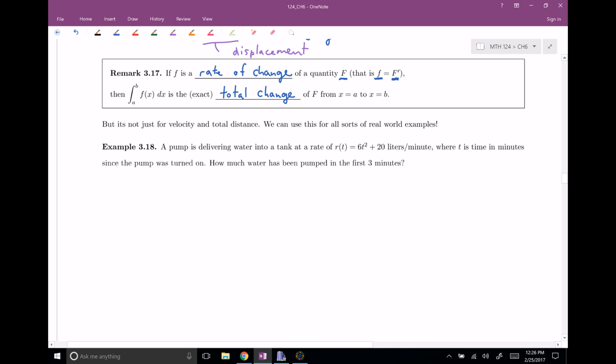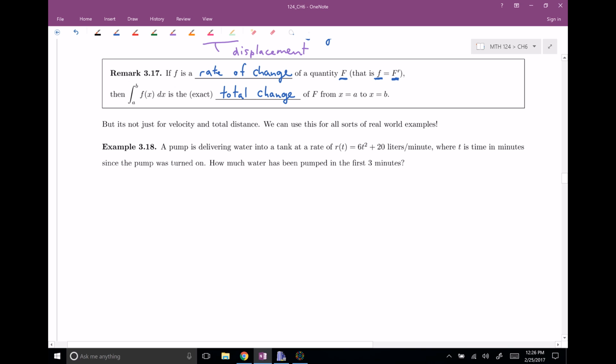We have a pump delivering water into a tank. It has a certain rate. In this case, it's liters per minute. So you can think this bigger function is how many liters we have in this tank. t is time in minutes. Since the pump is turned on, how much water has been pumped in the first 3 minutes?